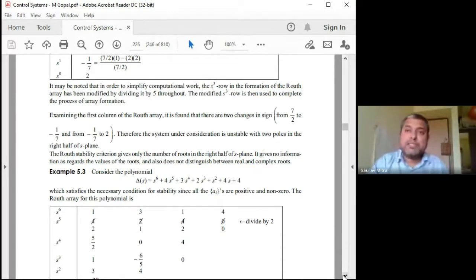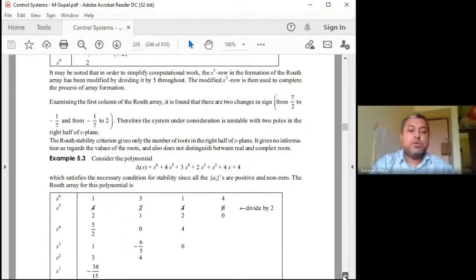So I ask two questions. I give you a polynomial. First question I ask is whether the system is stable or unstable. So first you have to say it is unstable. Then the question is how many poles are there in the right hand side of S plane. If you are finding there are three sign changes, you have to say that the system is unstable because there are right hand side poles, and there are three sign changes, that means there are three poles lying in the right hand side of S plane. So this is the Routh Hurwitz criterion.